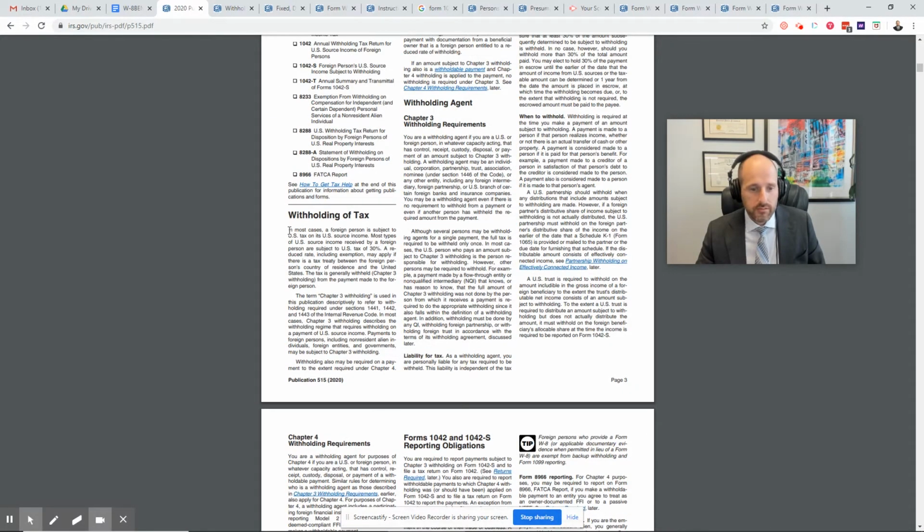Withholding of tax. In most cases, a foreign person is subject to U.S. tax on its U.S. source income. Most types of U.S. source income received by a foreign person are subject to a tax of 30%. A reduced rate, including exemption, may apply if there's a tax treaty between the foreign person's country of residence and the United States. The tax is generally withheld, Chapter 3 withholding, from the payment made to the foreign person.